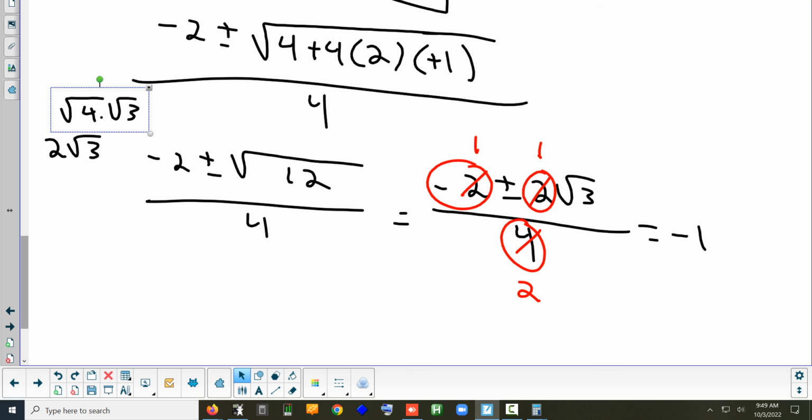So the final answer is -1 plus or minus. You don't have to write 1 square root of 3. You can just write square root of 3. And then the denominator is 2.